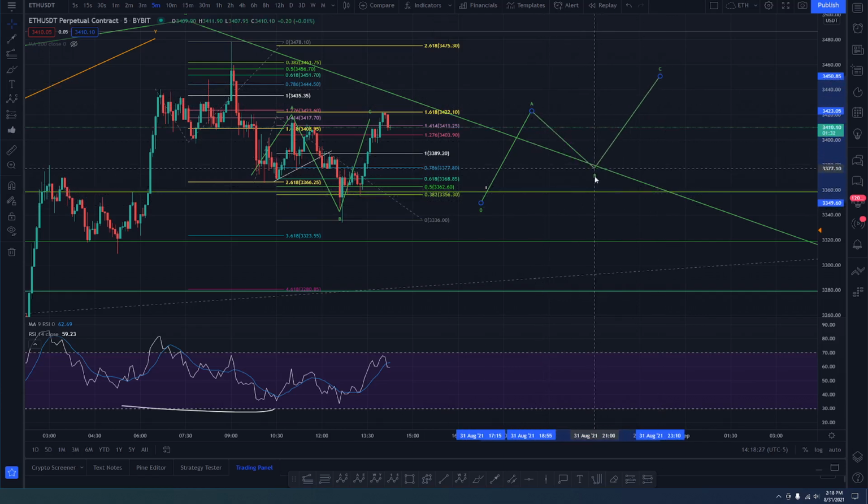Now the B wave has to come 90% for it to be a flat, but it can come below the origin of the A wave, and that would be a different type of flat. That would be called an expanded flat. This is a regular flat right there with 90 to 100% retrace, and then a running flat is when the C wave goes up in 5 waves, but it does not overtake the end of the A wave, and that's a running flat.